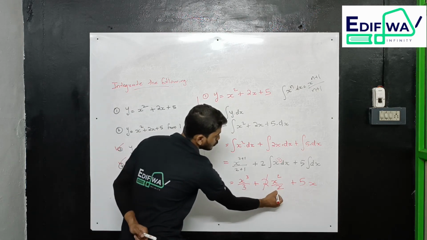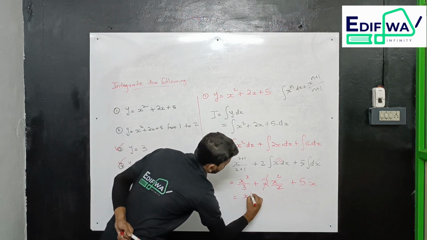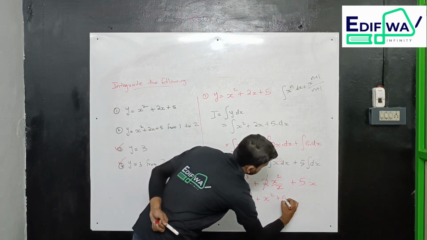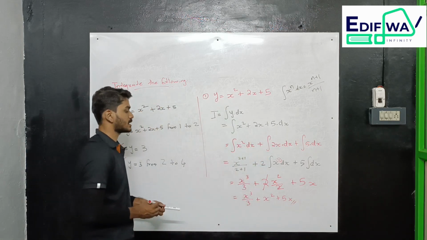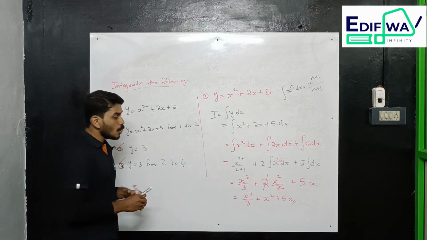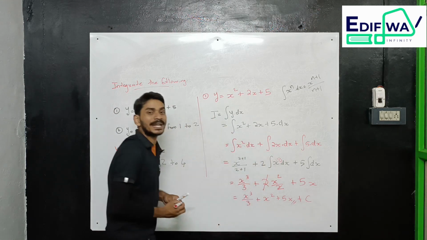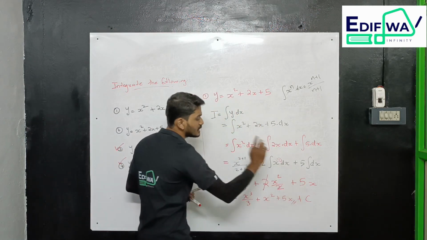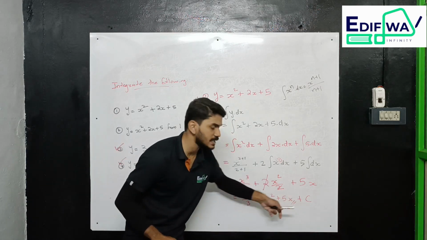These two can be cancelled. So it is x cube by 3 plus x square plus 5x. That is the required answer. You have to put a plus c, don't forget plus c, because it is indefinite integration. So finally you have to put a plus c.